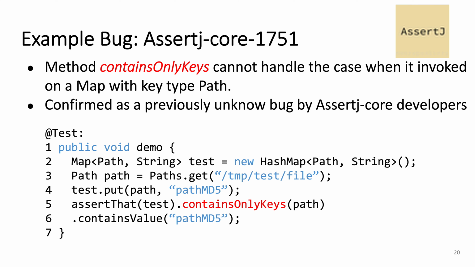This is the first example bug, from our third-party library. The method containsOnlyKeys cannot handle the case when a map with the key tab is passed. So we construct our tab and put the key with the tab passed, and try to call the method containsOnlyKeys. Then this test fails.